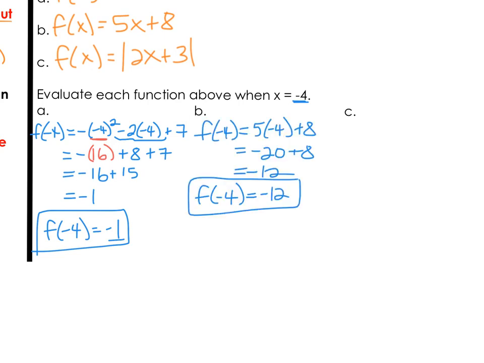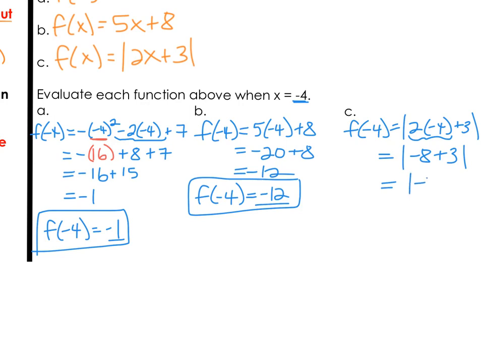Did you get -12 as your output? If you substituted -4 on the right and simplify, f of -4 equals -12. All right, off to our last example and then we're done, everybody. F of -4 equals absolute value of 2 times -4 plus 3. To simplify the inside, 2 times -4 is -8 plus 3. Remember, we're still in that absolute value scenario though. -8 plus 3 is -5. And the absolute value of -5 is 5. That makes f of -4 equal to positive 5.